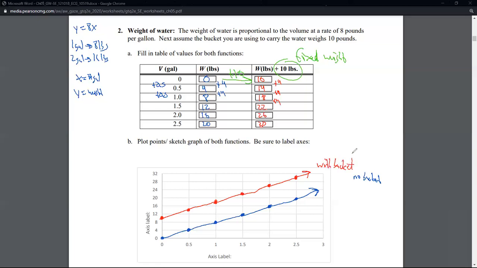Now again, excluding the bucket, this is a proportional problem because it went through the origin with no bucket, but with the bucket's weight, with that fixed weight in addition, this is no longer proportional. It still has that nice relationship that every time you add a half a gallon, the weight goes up 4 pounds, and that's true every time you go between points.